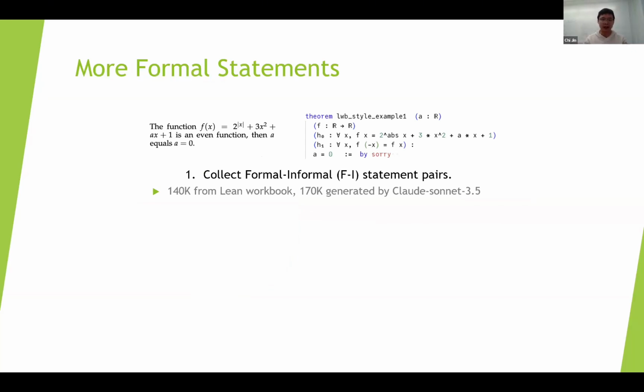So we first collect a lot of formal and informal statement pairs. Essentially, those are mathematical problems for which we have both the formal statements and informal statements. We have 140K from Lean Workbook, which provides both, and we also have a separate 170K generated from Claude.